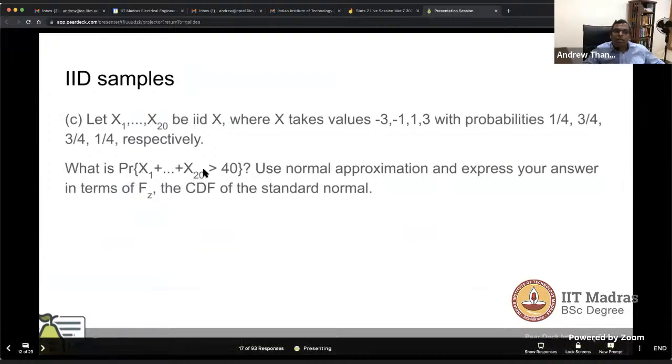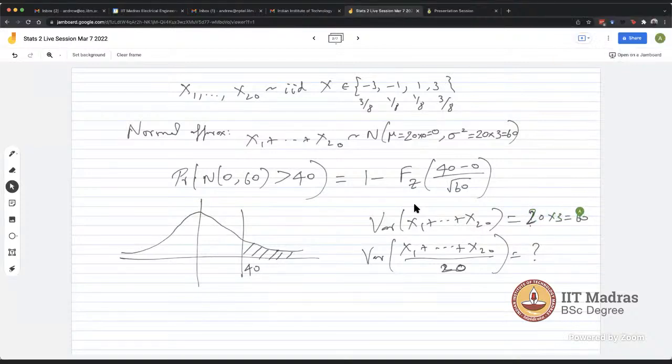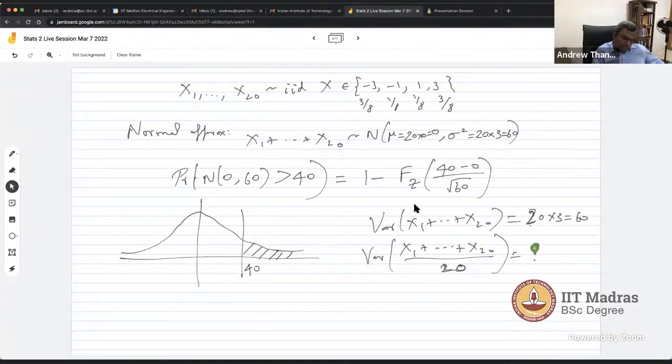I've just said x1 plus so on till x20 is greater than 40. So you have to just look at the variance of this. That one will just be 20 into 3, which is 60. The other one, if it were divided by 20, you can take it as 1 by 20 squared times 20 into 3, and that will be 3 by 20. Is that okay?